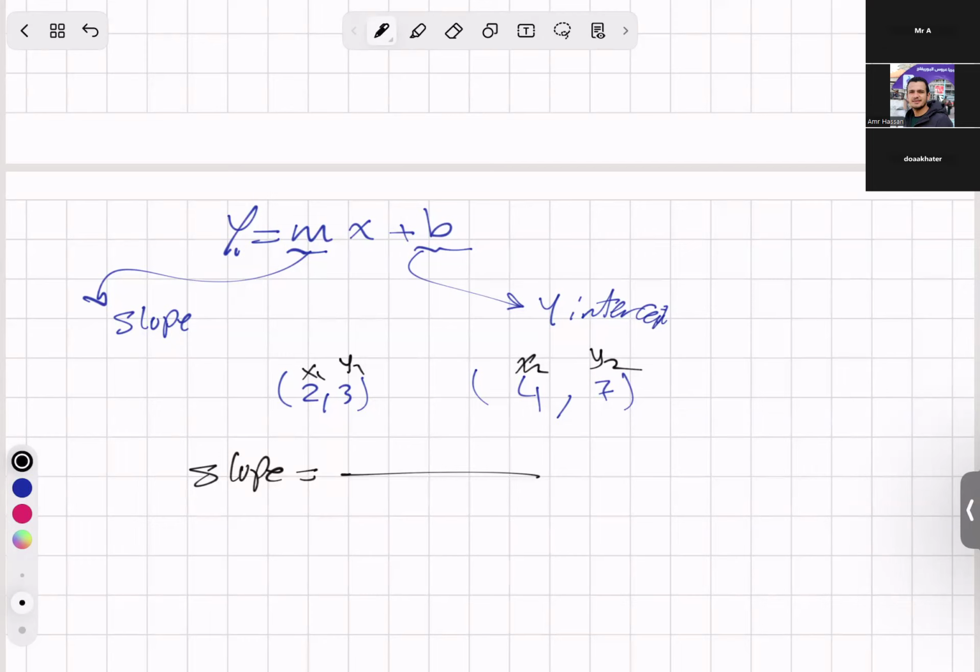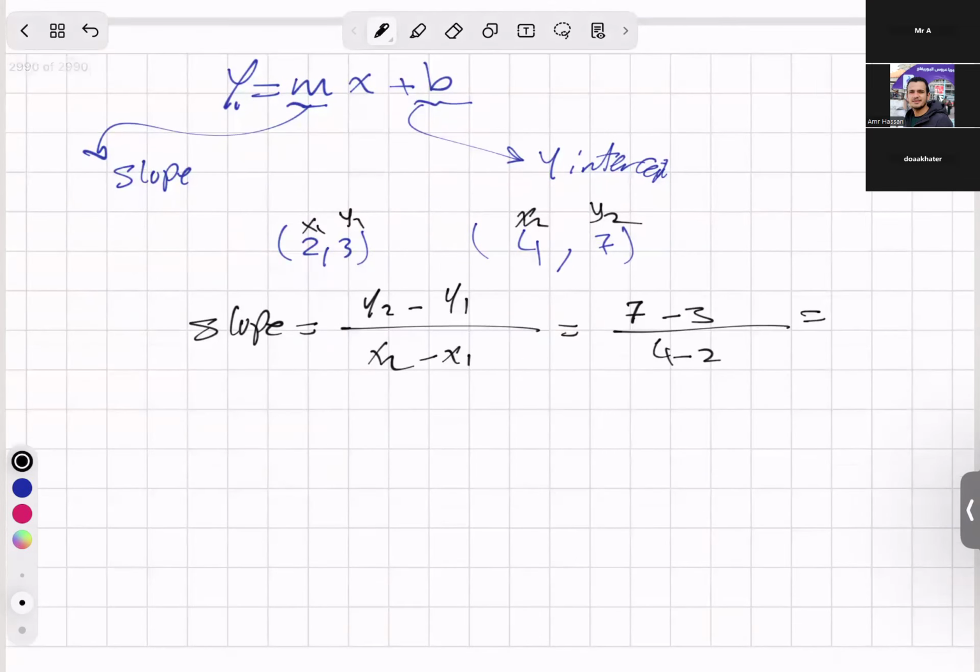So it sounds like y1 minus y2. No, y2 minus y1 over x2 minus x1. So it sounds like the difference of y over the difference of x. So it's going to be 7 minus 3 over 4 minus 2, right? Makes sense. It's going to be 4 over 2. So it's going to be 2. The point is, let me block what m stands for. So y equals 2x plus b, right? So how could I figure out what b stands for?